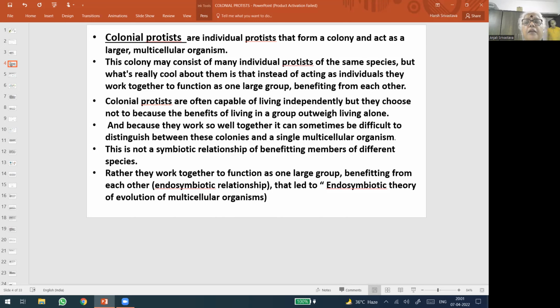So these are the protists that could live independently, but they choose not to, because the benefits of living in a group outweigh living alone. So they are living together. They work so well together that it can sometimes be difficult to distinguish between these colonies and a single multicellular organism. But this is not a symbiotic relationship of benefiting members of different species.